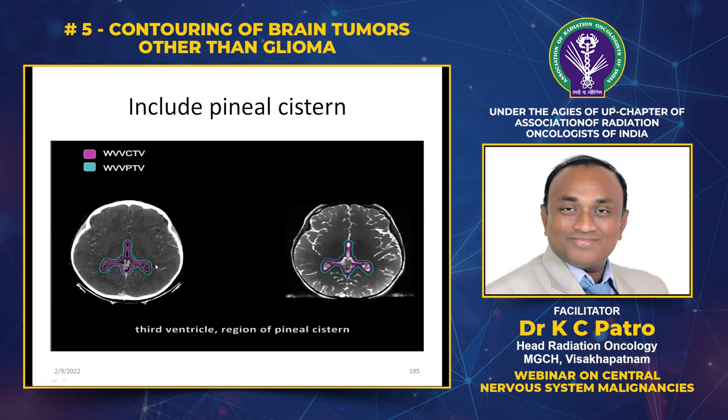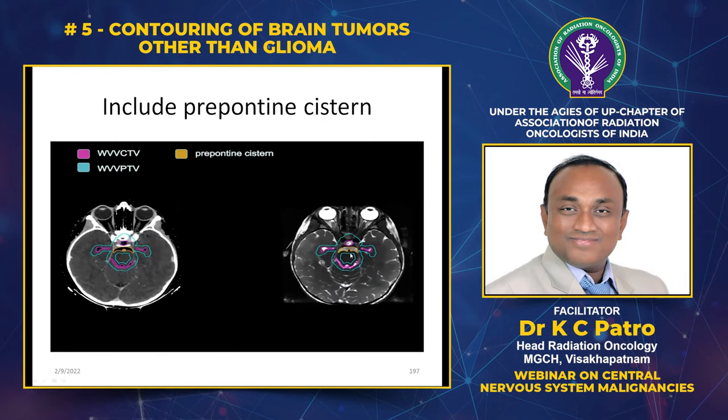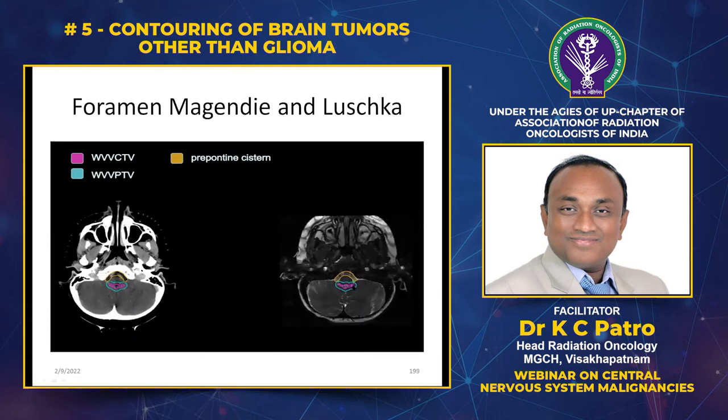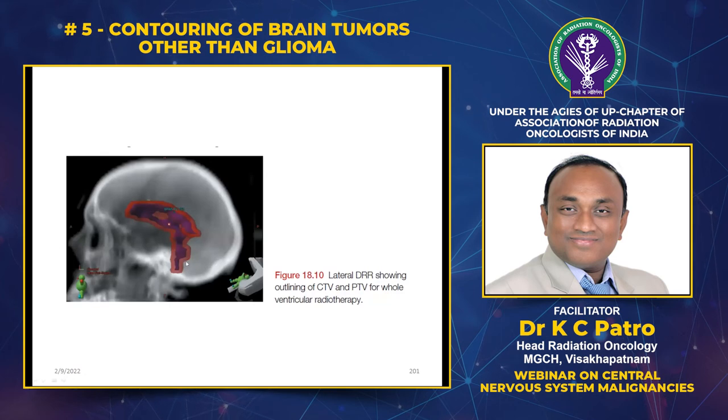And again, you have to go from the occipital horn, include the suprasellar cistern, this is the suprasellar cistern here. If you want to go for proper cisternal findings, you have to go for the FIESTA sequence. So this is the prepontine cistern again, include the fourth ventricle, this is the fourth ventricle, you can see here. Include foramen of Magendie and Luschka. Luschka is lateral and medial is the Magendie. So this is the inferior slice where the brainstem stops, we can go for the inferior slices there. So this is how whole ventricular radiotherapy looks like.